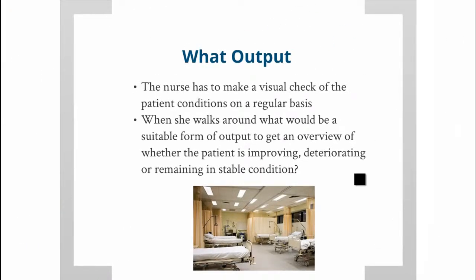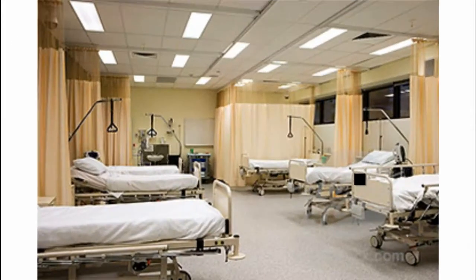Okay, next situation. The nurse has to make a visual check of the patient's conditions on a regular basis. When she walks around, what would be a suitable form of output to get an overview of whether the patient is improving, deteriorating or remaining in a stable condition? So again, 6 patients, she's walking around from one to the other. She wants an overview of each one. Let's have a think, pause. Have a think now.